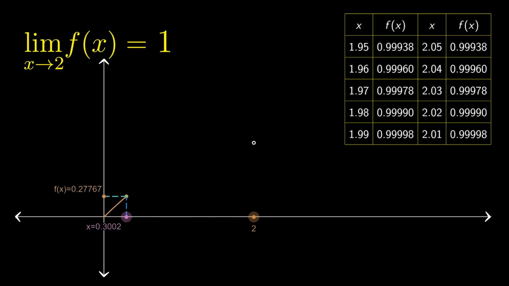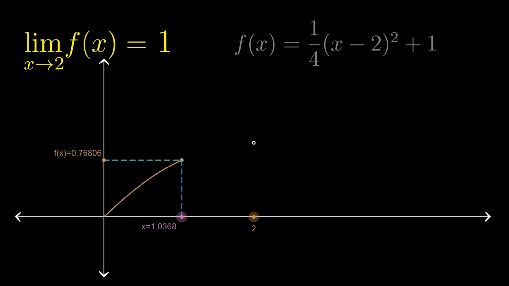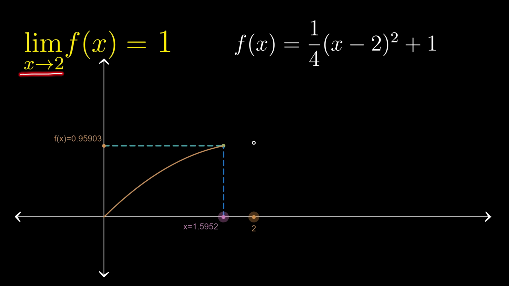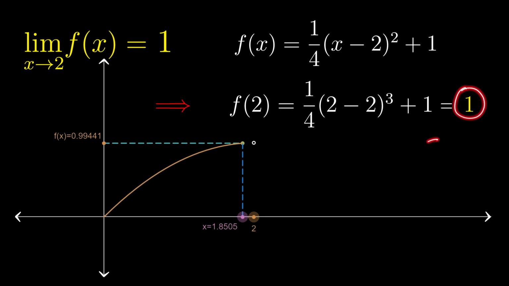Let us suppose that the function which describes the trajectory of this path is given. Now, instead of creating a table of values, you can simply substitute x equals 2. And what you can obtain in this particular case is the limiting value of f, which is 1.